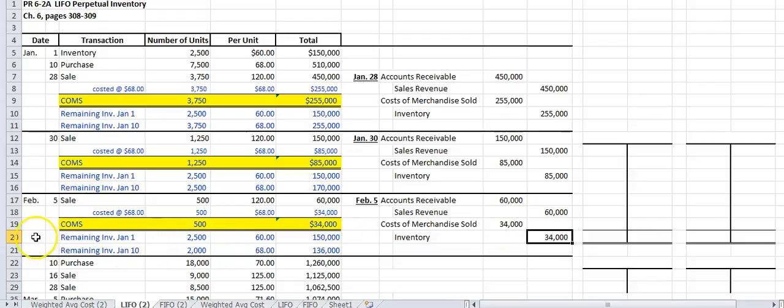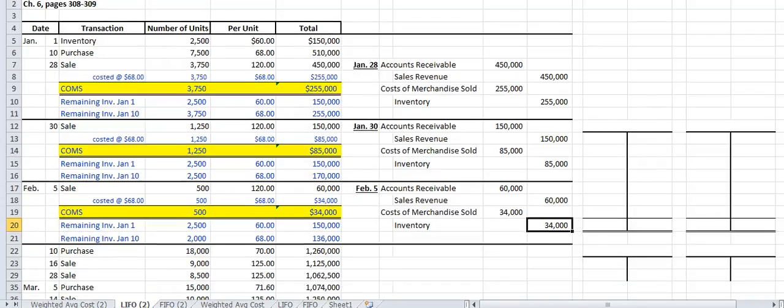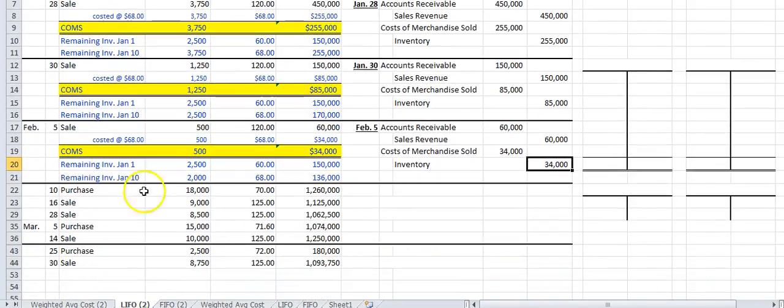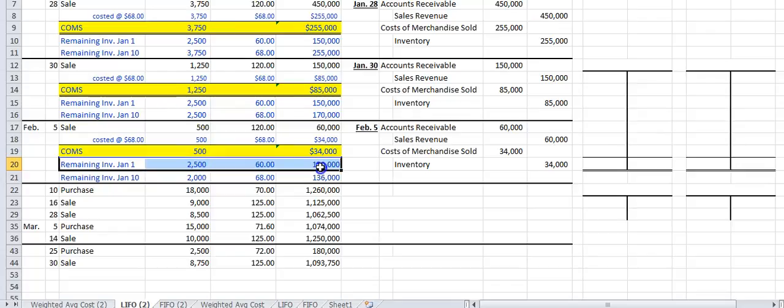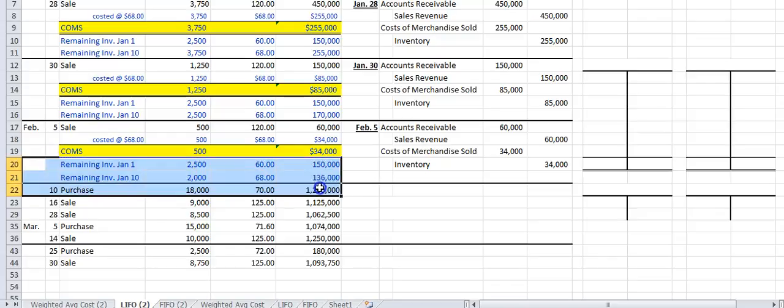Okay, so what's my remaining inventory as we move forward? Let's scroll this over. As we move forward, this 2,500 layer again remains intact. So that layer from January 1st was never used. We still have it at 60. This layer goes from 2,500 down to 2,000 because we used 500, and this is my remaining layers. So here we have something interesting. We have another layer that was added on February 10, and that's a purchase of 18,000 units at 70.